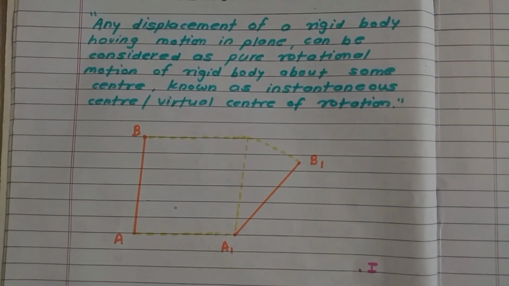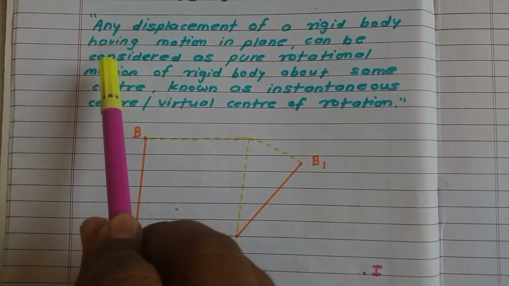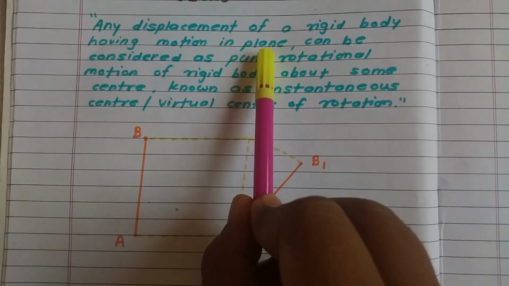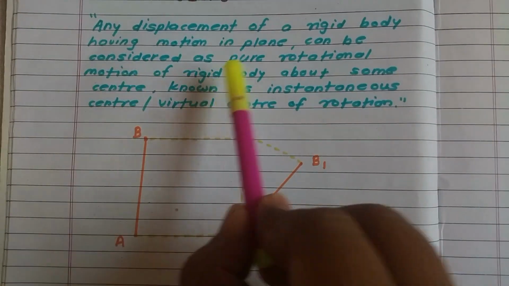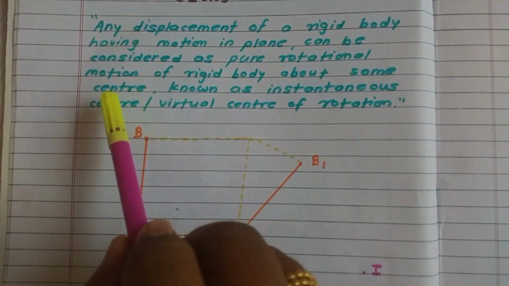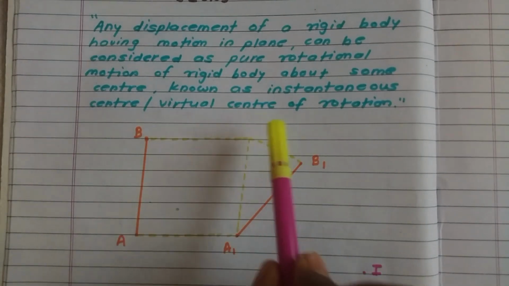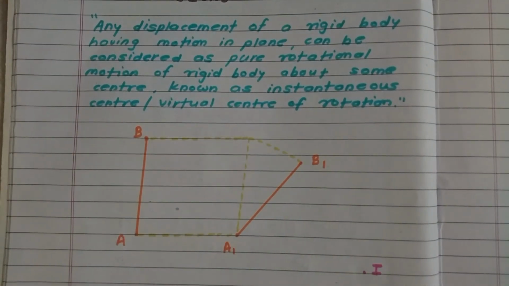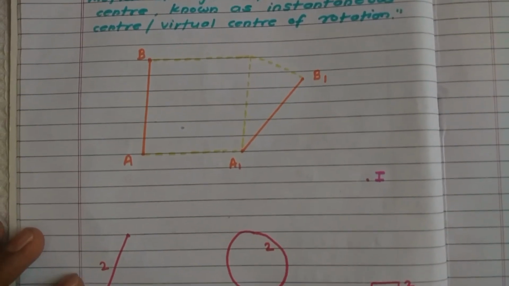So can we define it as: any displacement of a rigid body having motion in a plane, as we are considering planar mechanisms only, can be considered as pure rotational motion of a rigid body about some center, which is known as the instantaneous center or a virtual center of rotation. So it is a virtual center. So how to locate this instantaneous center?